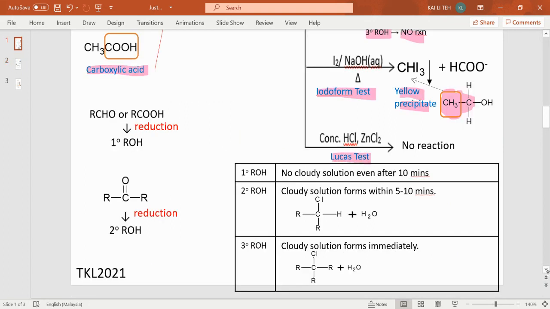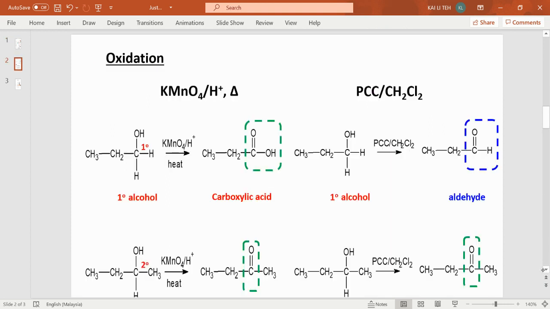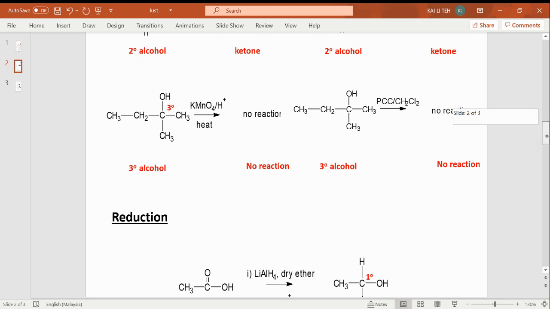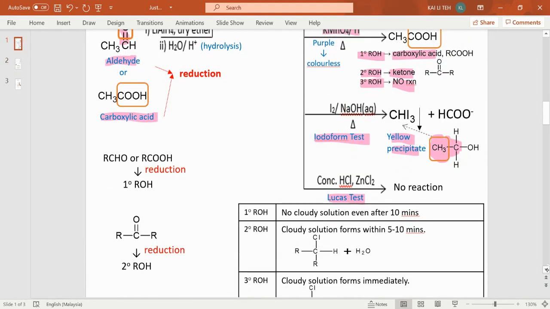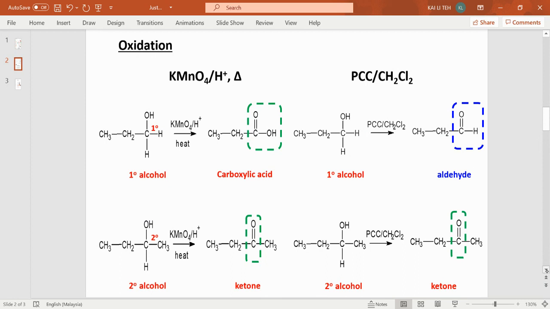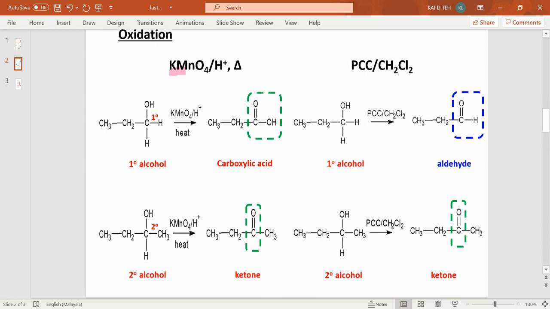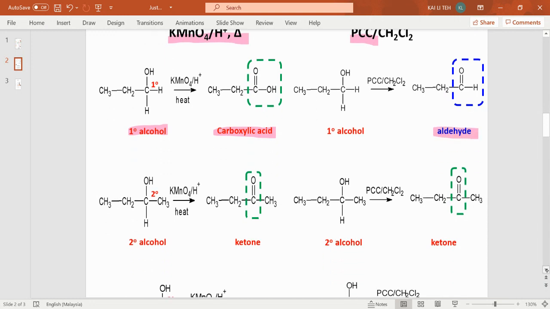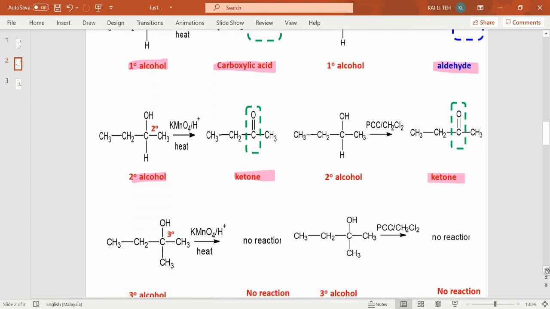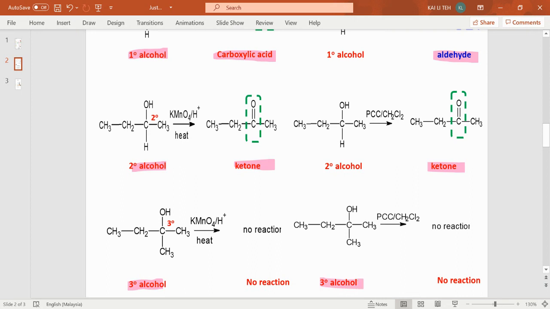Now let's look at others, which I will focus more on, the oxidation and reduction. Now we go to oxidation first. If we use KMnO4, primary alcohol will become carboxylic acid. If we use PCC, it will stop at aldehyde only. But if we use secondary alcohol, both by using PCC or KMnO4, we will still get ketone. And for tertiary alcohol, no reaction. It cannot undergo oxidation.